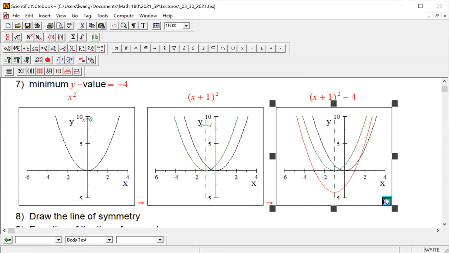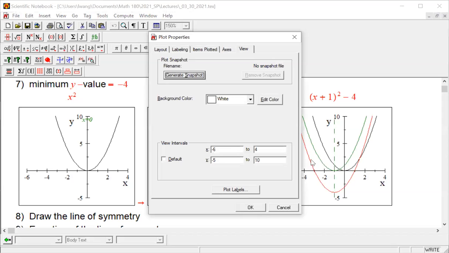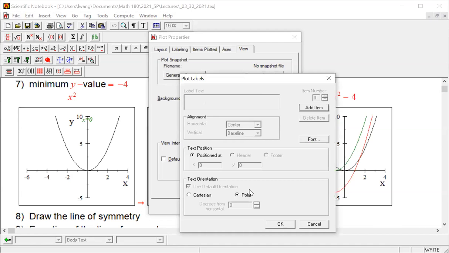Yeah, absolutely. You can see the line of symmetry is entirely determined by what? The x. By the horizontal shift. Right? By the horizontal shift. Okay. Do you guys see that?